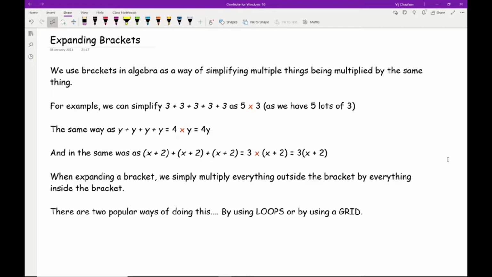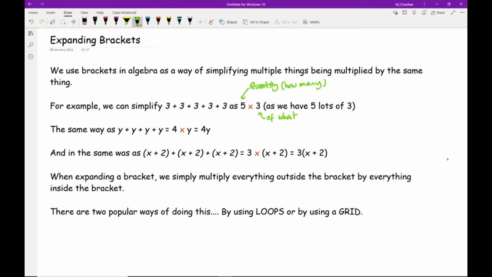So for example, we can simplify 3 plus 3 plus 3 plus 3 plus 3 as 5 times 3. So here we've got, this here is our quantity, so we just write quantity, in other words, how many. And the thing that follows it is of what. So here we've got 5 lots of 3.